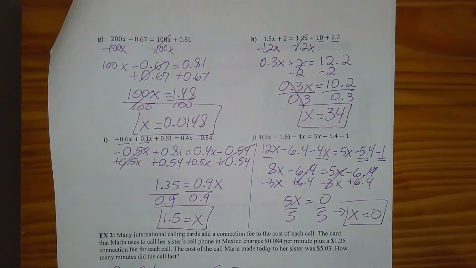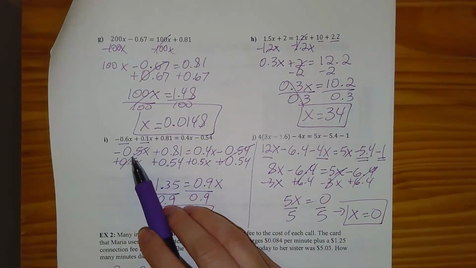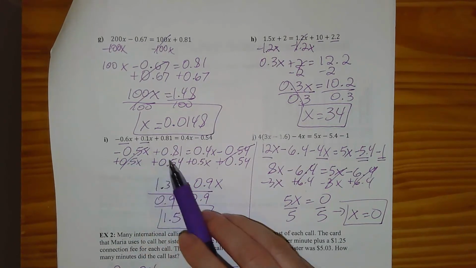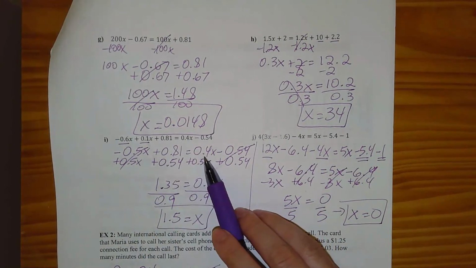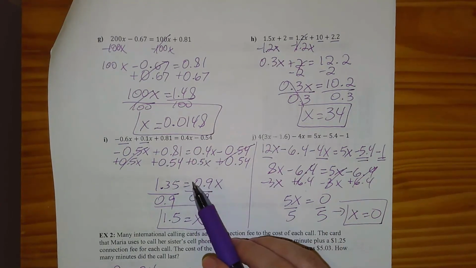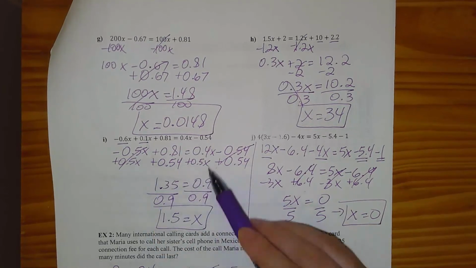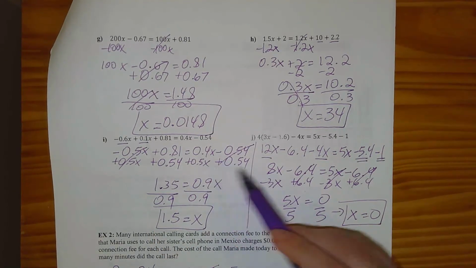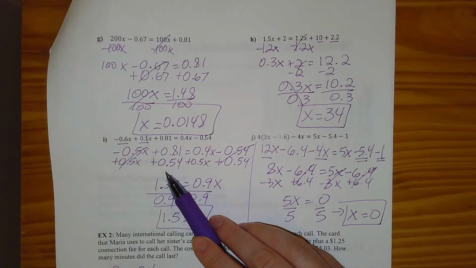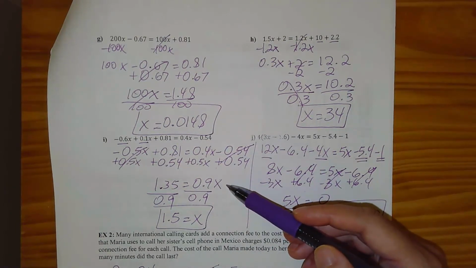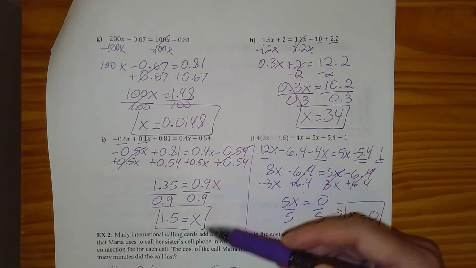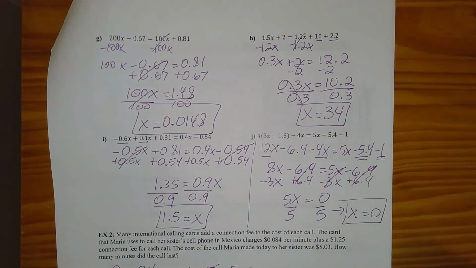In part I, I would combine like terms first. To simplify, that would be negative 0.5x plus 0.81 equals 0.4x minus 0.54. Then I would add 0.5x to both sides to get my x's together, and then you can also add 0.54 to both sides to get all the numbers together. So you're going to end up with 1.35 equals 0.9x. Then divide both sides by 0.9, and that's where x equals 1.5.